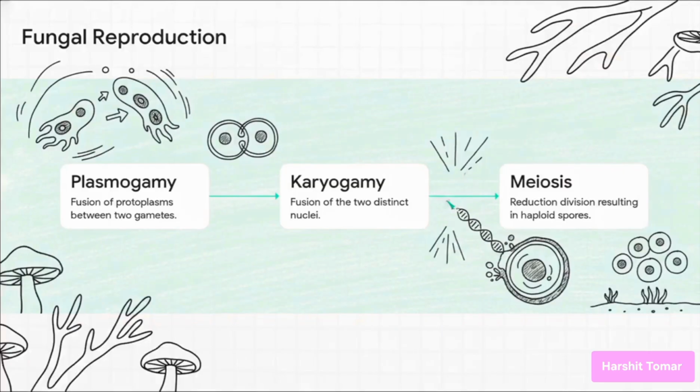Now, fungal sexual reproduction can seem tricky, but it logically breaks down into 3 beautifully synchronized steps. First, we have plasmogamy. That's the fusion of protoplasms between 2 gametes. Second is karyogamy, the actual fusion of the 2 distinct nuclei. And finally, meiosis, the reduction division in the newly formed zygote, which results in haploid spores just waiting to grow.